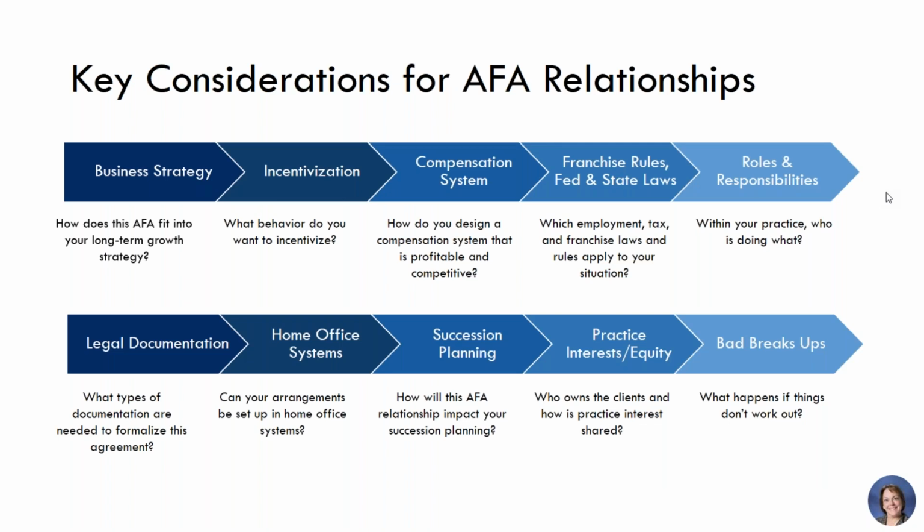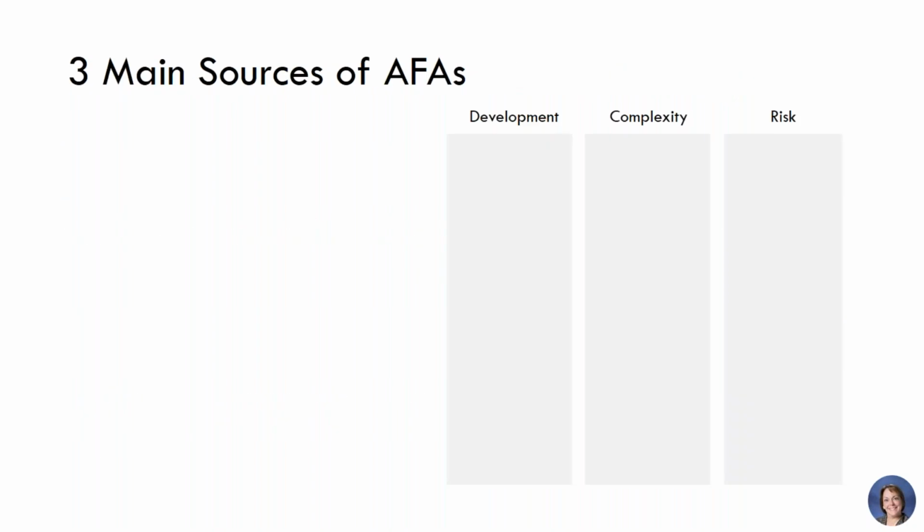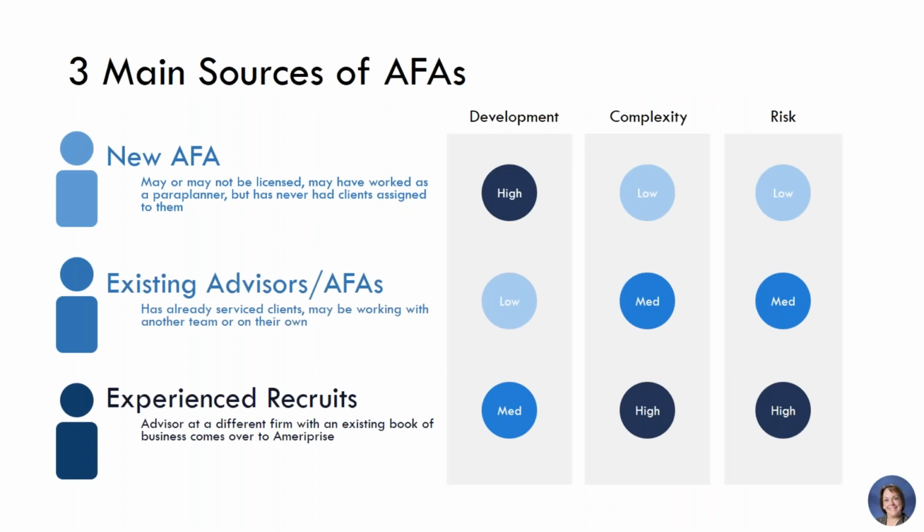So those are the major considerations. I think it's also important, once you've got your vision and strategy, that you think about the sources of AFAs. There are three main sources that you can pull from. One is a brand new AFA who doesn't have much experience, may or may not be licensed in serving clients. With that, you're going to have a lot of development time up front, but the complexity will be relatively low and the risk will be relatively low, because they're coming new to the business, and you can introduce them and work through what it means to be a member of a franchise as they grow and develop on your team.